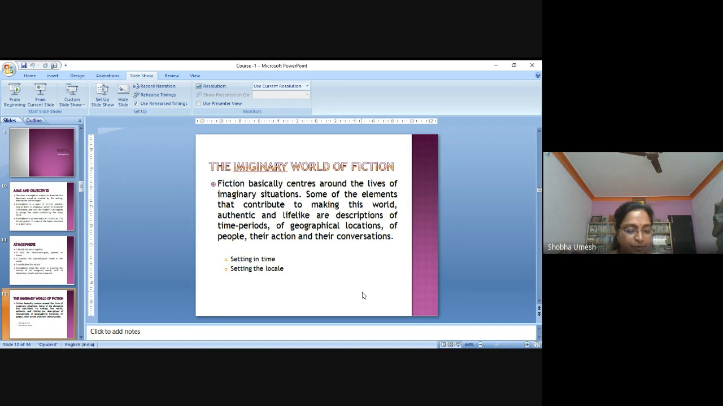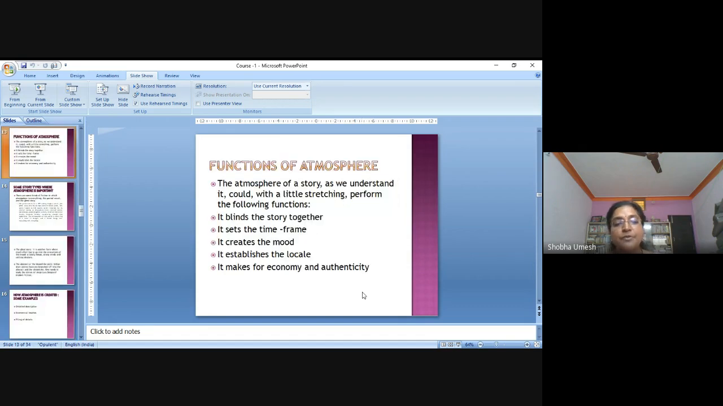So we have to notice the place setting is very important. Either it is a desert or a Mediterranean or a ruined civilization. So all these things are very important. The place also plays a very important role. So next comes the function of atmosphere. What is the function of an atmosphere? See, the atmosphere of a story, as we understand, could, with a little stretching, perform the following functions.